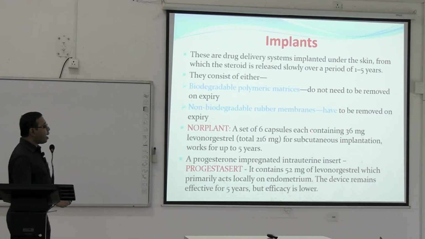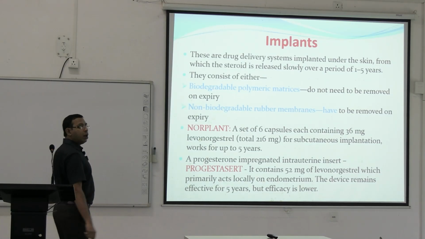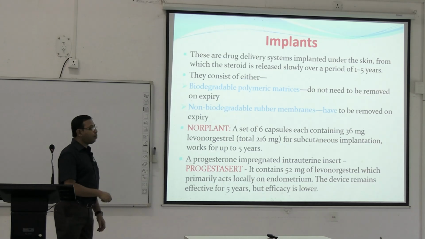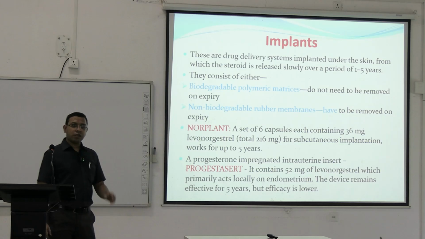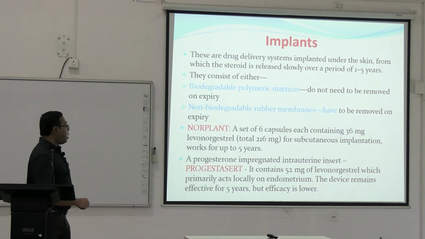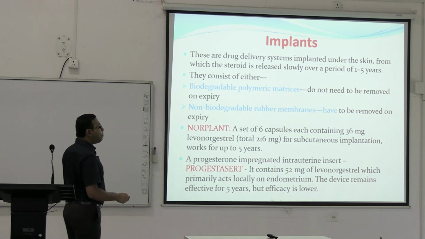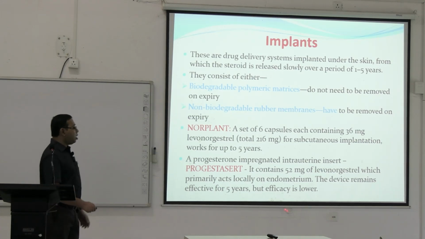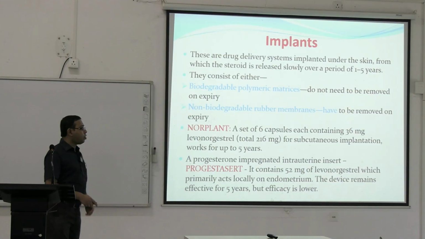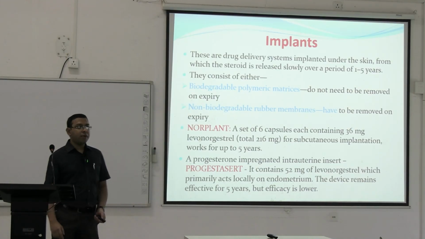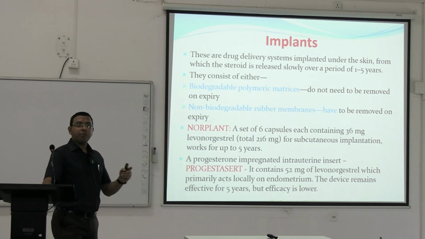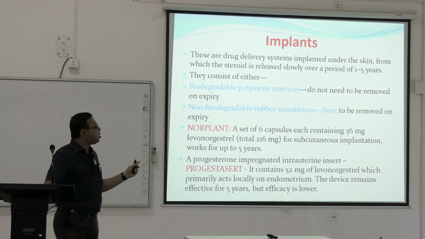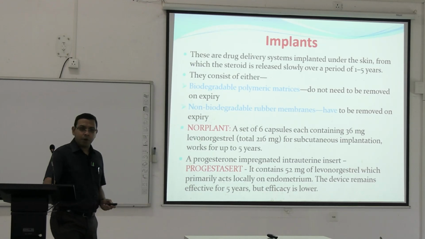Norplant is a set of 6 capsules, each containing 36 mg of levonorgestrel, that is total 216 mg, for subcutaneous implantation. It works for up to 5 years. So this is Norplant, levonorgestrel. Another is Progestasert, which is a progesterone-impregnated intrauterine insert. It contains 52 mg of levonorgestrel, which primarily acts on the endometrium. Again, it is usually effective for 5 years, but the efficacy is lower. So Norplant and Progestasert are the implants. We have seen the injectable hormonal contraceptives, and these are the implants as hormonal contraceptives.